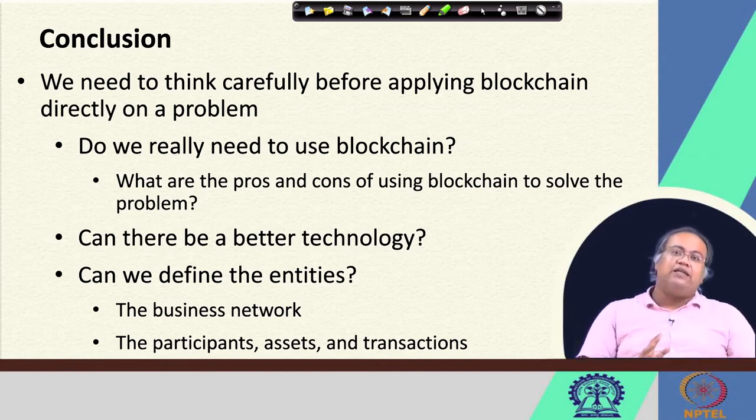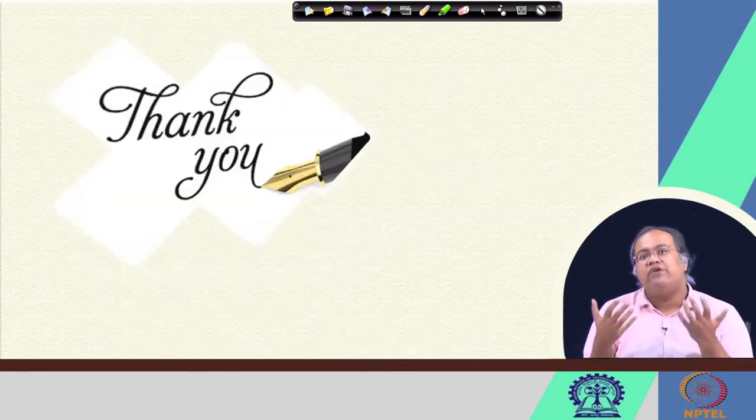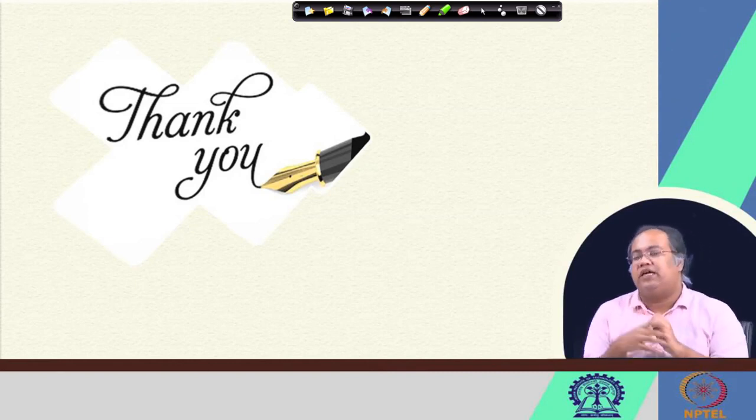Finally, we need to think whether we can define the entities like the business network, the participants, assets, transactions and so on. If by doing all this analysis you think that blockchain is potentially the best solution for this use case, then go for it; otherwise think of what can be the potential technology for your application. This lecture gives you an idea of what you need to think of before applying blockchain to a potential use case.